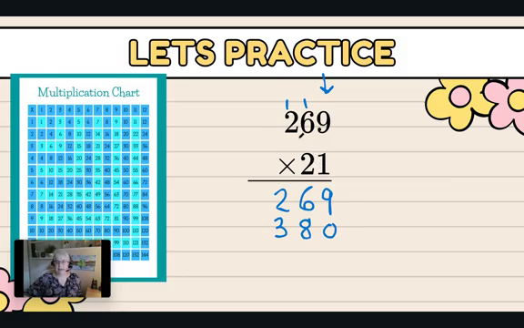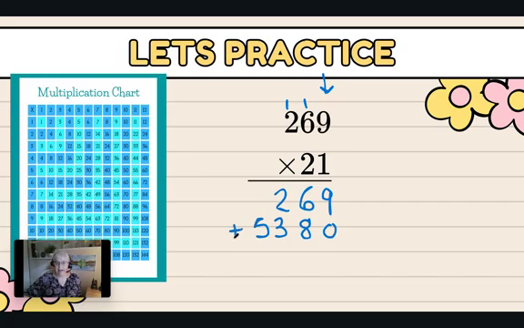Now I'm going to multiply 2 times 2. 2 times 2 is 4, and I have to add one more that was carried over. 4 plus 1 is 5. Now I know that 20 times 269 is 5,380. So I've got my ones times 269 and my 20 times 269.